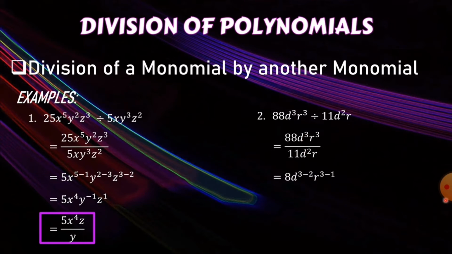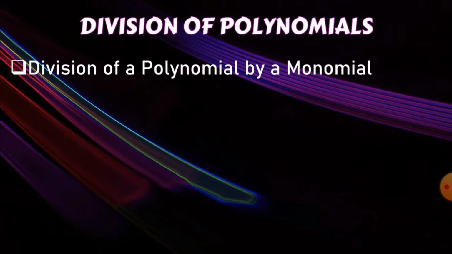Then for the d, 3 minus 2, yung exponent nila, we are just subtracting. For r, 3 minus 1. Okay. Then copy 8, that's the numerical coefficient. And then for the d, magiging d na lang kasi 3 minus 2, magiging 1. Then for the r, it's r squared. So 3 minus 1, that's 2. So kaya r squared. So ito po yung final answer natin.